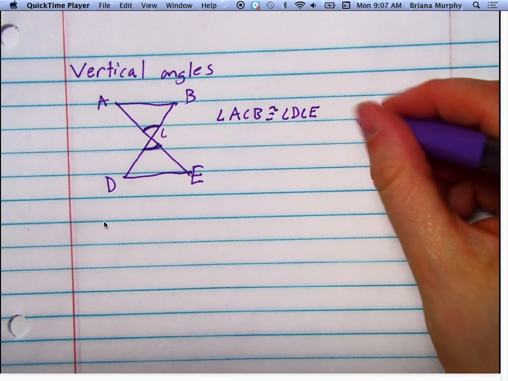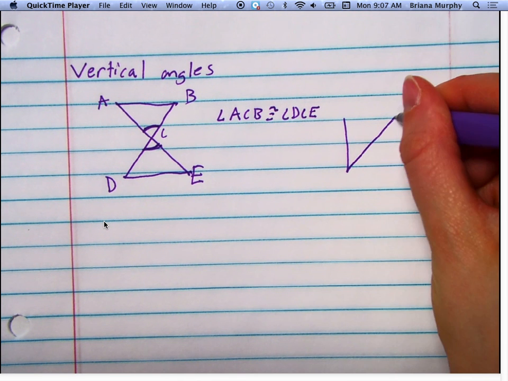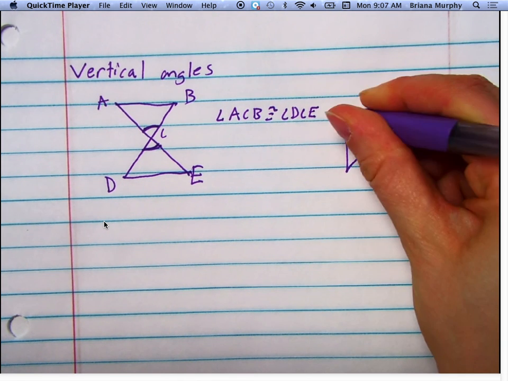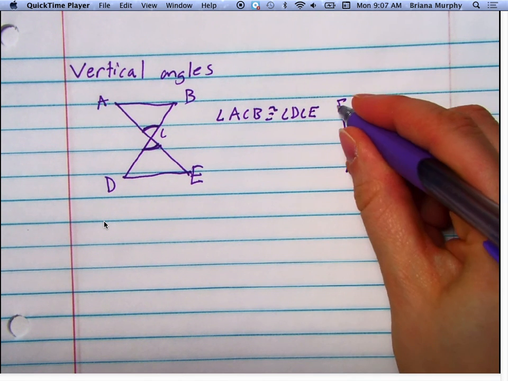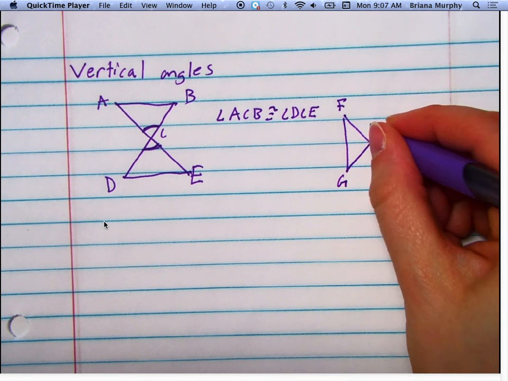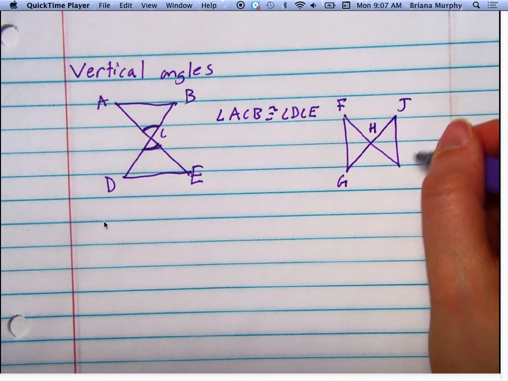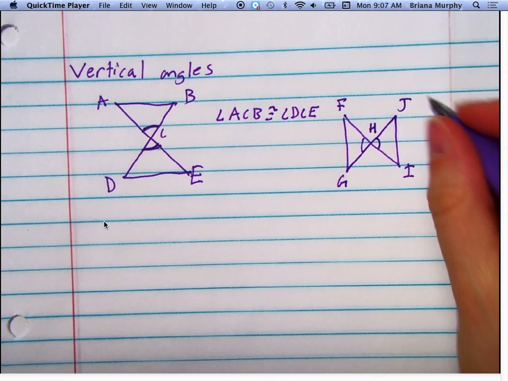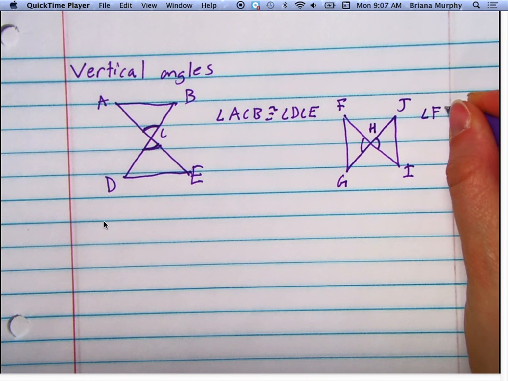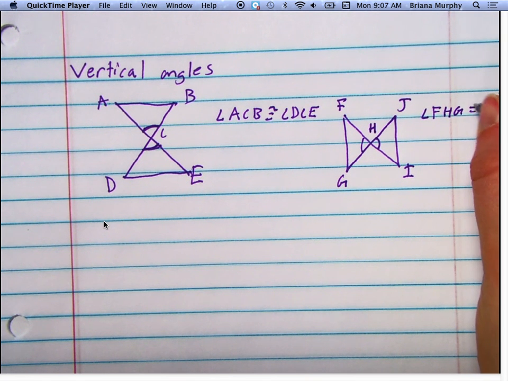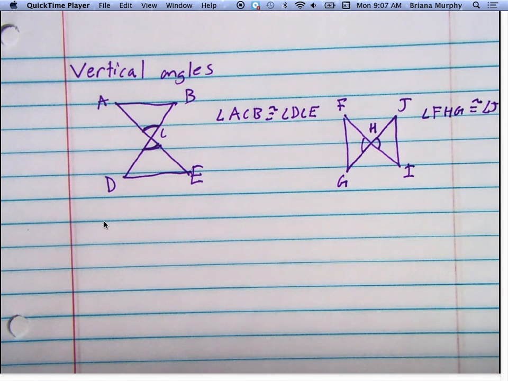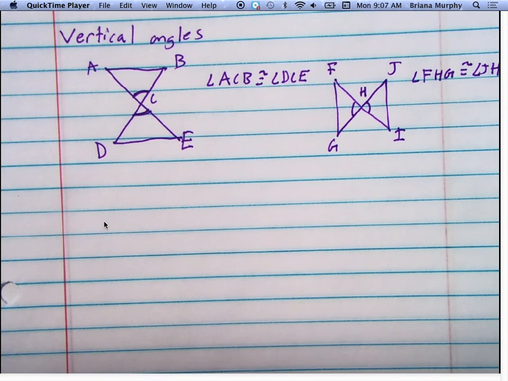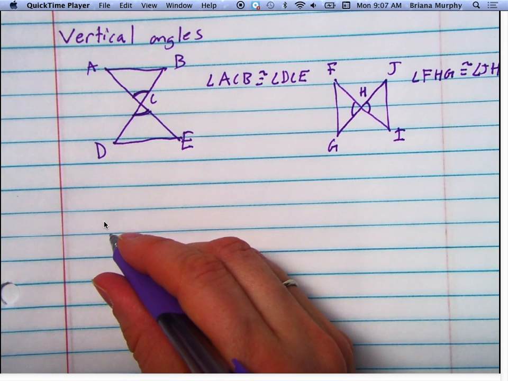And remember, we can switch them sideways as well. So we've got F, G, H, J, and these two angles. Angle FHG is congruent to angle JHI. Now, I see how it makes a bow tie, right? Do we agree if we do something like this?